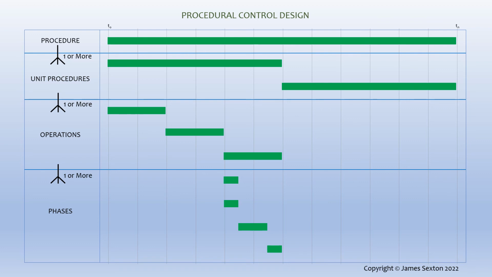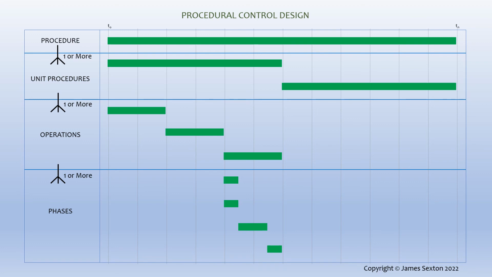An operation is an independent processing task to accomplish all or part of a process operation, typically specifying the initiation, organization, and control of phases. A phase is the lowest level procedural control element in the procedural control model that is intended to accomplish all or part of a process action.